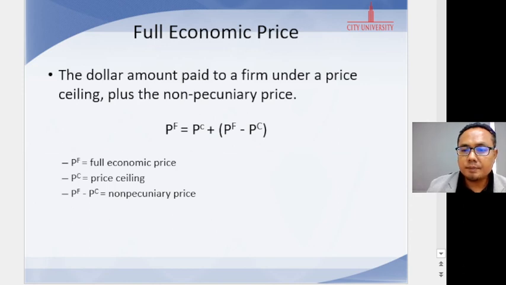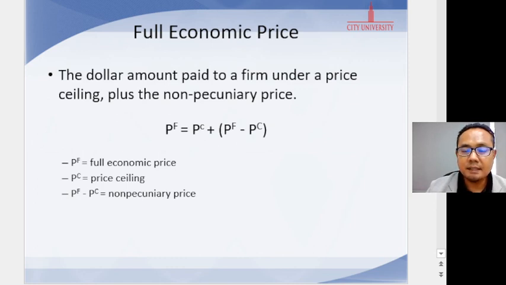The full economic price paid by a consumer, what we call PF. PF is thus the amount paid to the firm, PC, plus the implicit amount paid by waiting in the line.